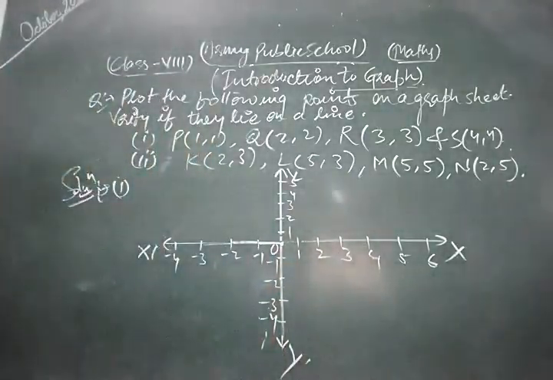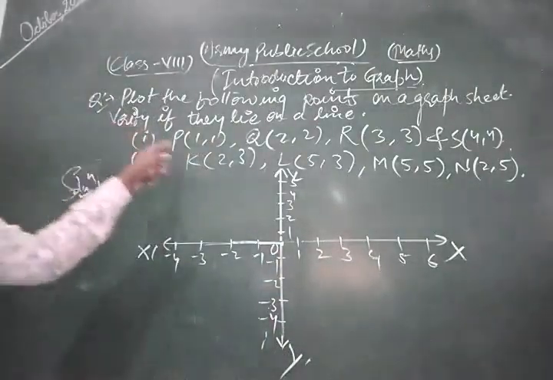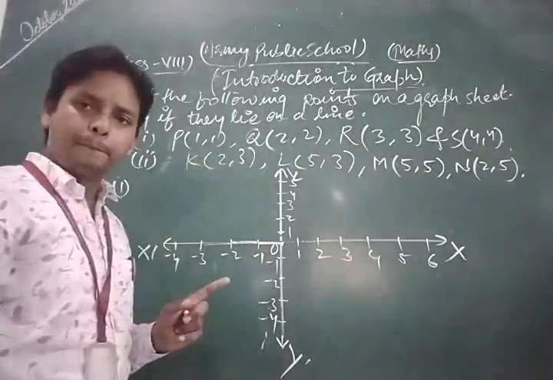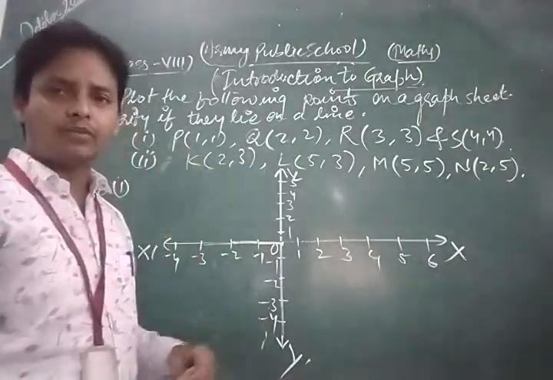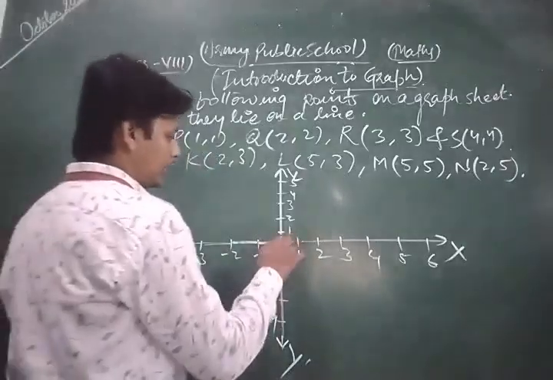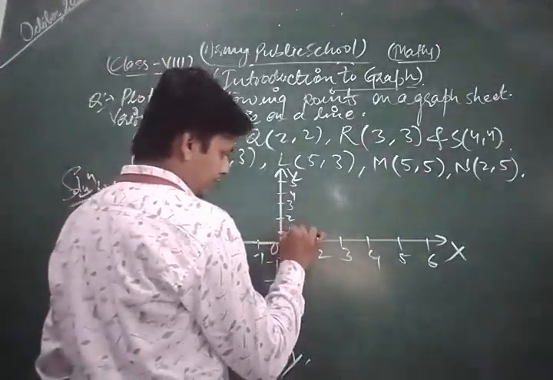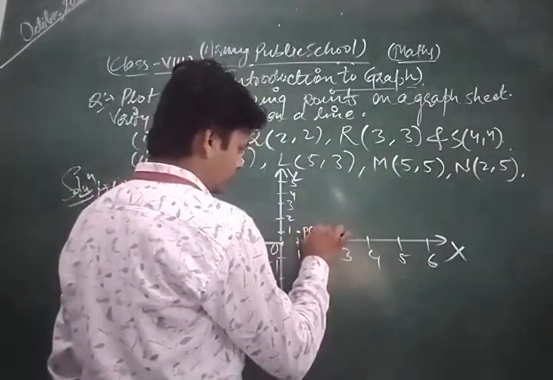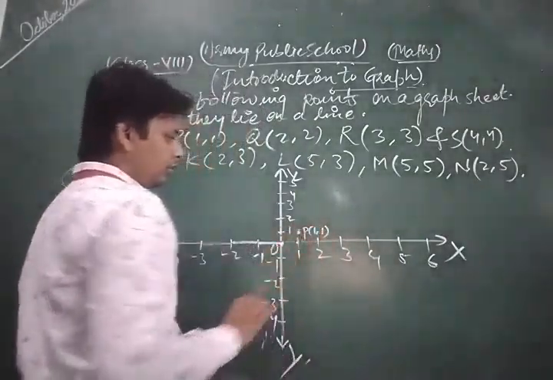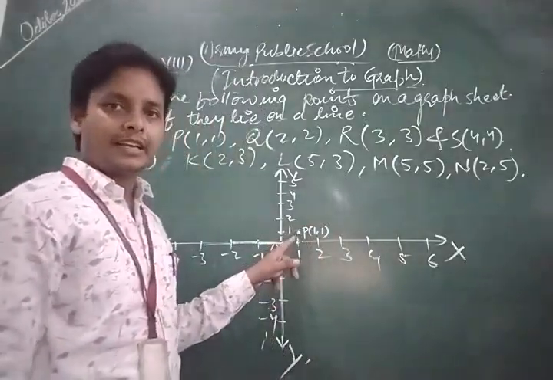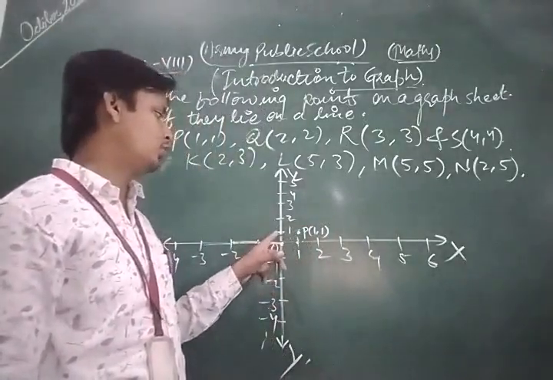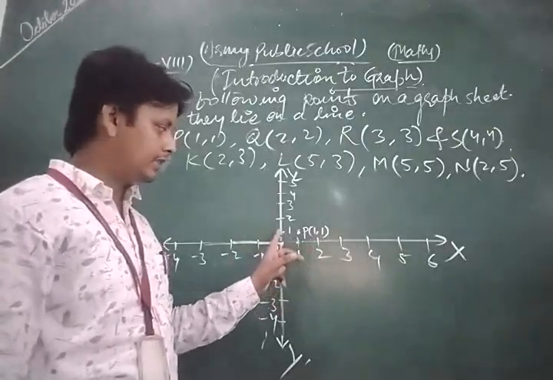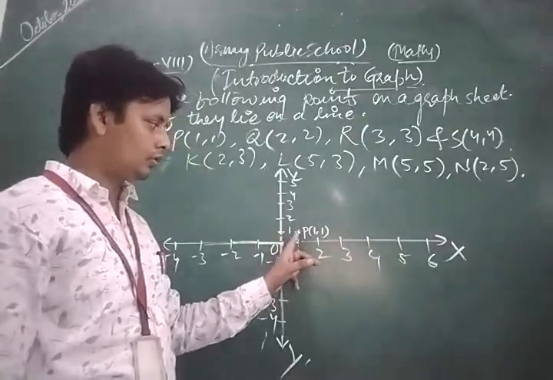Now look. First of all, we plot the point (1,1). In point P(1,1), the abscissa, meaning the x coordinate, and the y coordinate are both equal to 1. So x is 1 and y is 1, and here the point P lies. So the point P lies at this position.